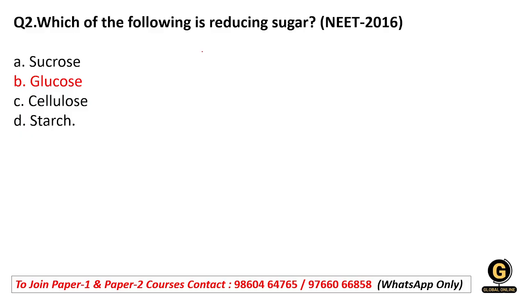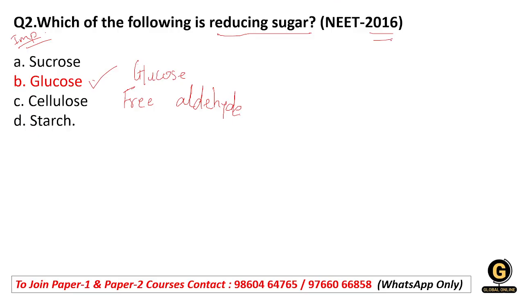Moving forward to the next question, which of the following is a reducing sugar? Most of the people know this answer. It is an important question. Yes. Options are sucrose, glucose, cellulose and starch. So the right answer is B, that is glucose. Glucose is called a reducing sugar because glucose has a free aldehyde group in it. Yes, free aldehyde group in it. So it is called a reducing sugar. So this question was asked in the year NEET 2016.